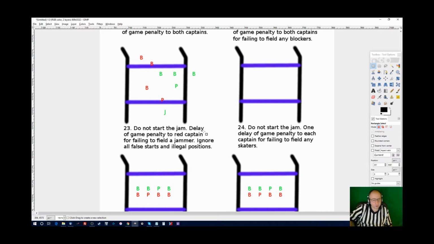Ignore all the false starts and illegal positions. They didn't matter because remember the jam did not begin. And by the way, we're getting into really screwy situations here. I don't know what would have gone wrong to create a situation like this.